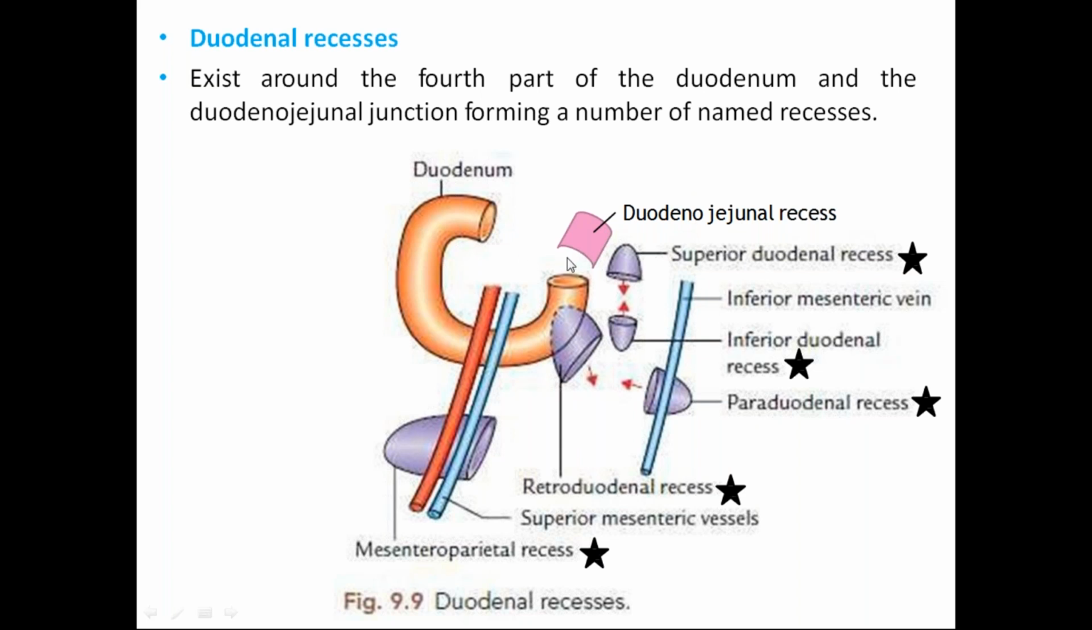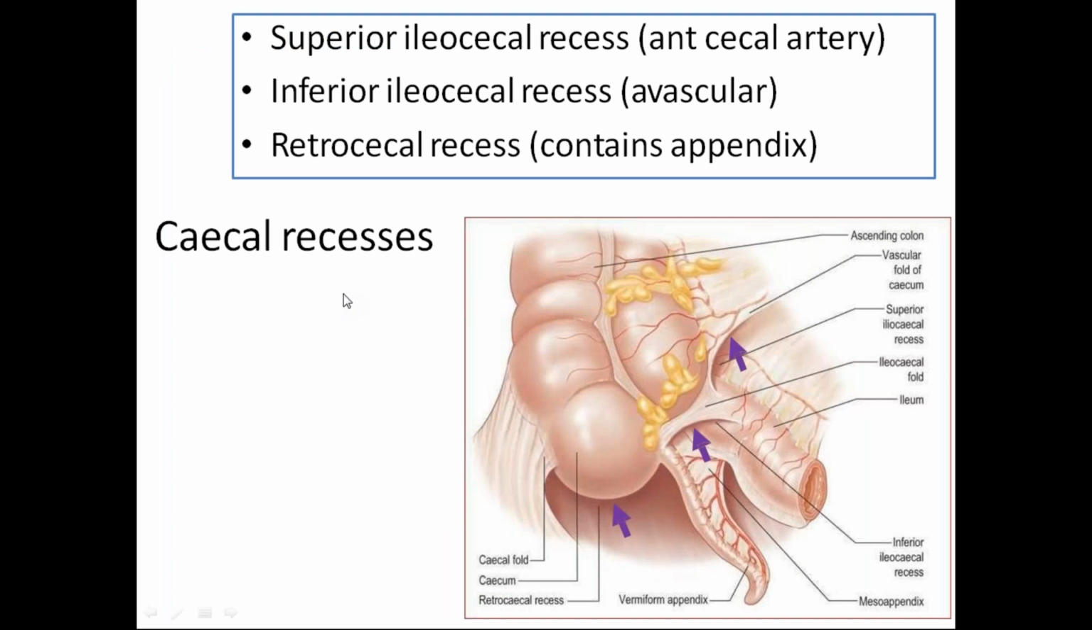So these are all duodenal recesses. So next will be the cecal recess. This picture is the cecum with the terminal part of the ileum and appendix, and this is the mesoappendix. Now you can see the fold which connects the cecum to the ileum. This fold is called the ileocecal fold.